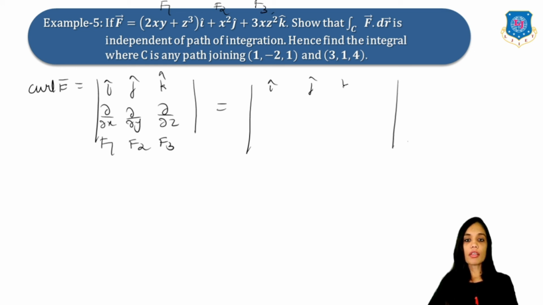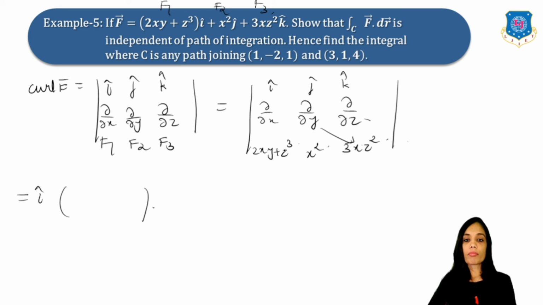So i, j, k, second row as it is. Just put the values of f1, f2, f3. f1 is 2xy plus z^3, f2 is x^2, and f3 is 3xz^2. Just solve the determinant. So if I solve from here, it will come 0 minus 0, right? Now minus j. Solve this with respect to x, so the answer will be 3z^2 minus, if I solve this with respect to z, it will be 3z^2 again.